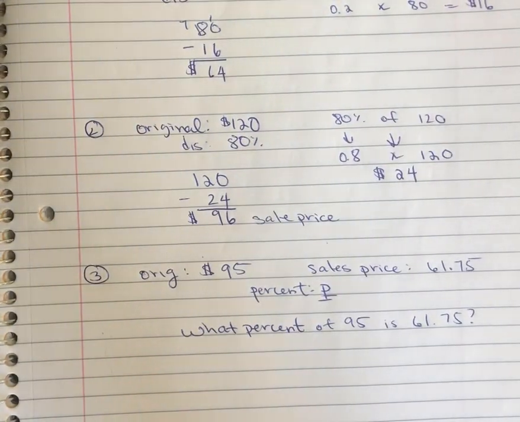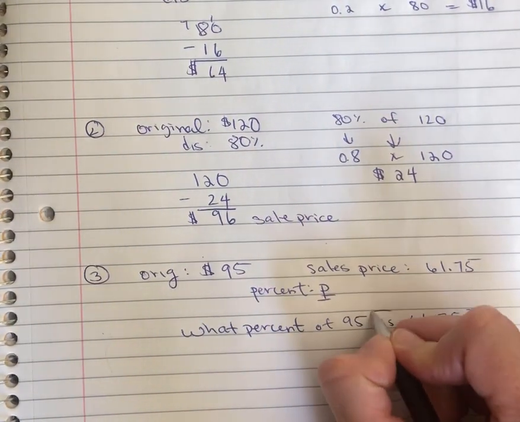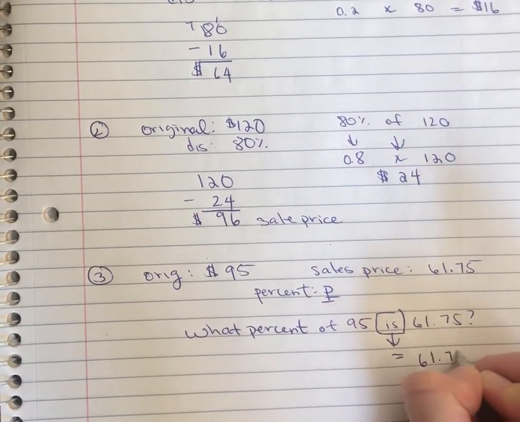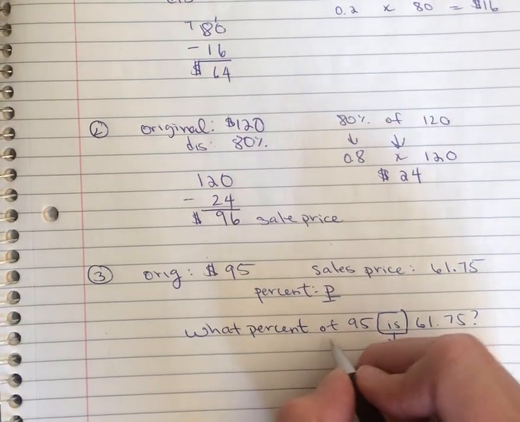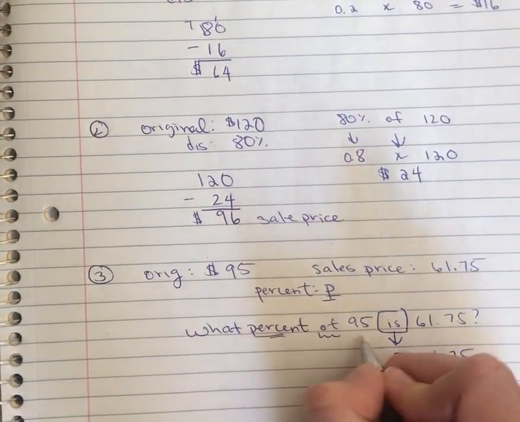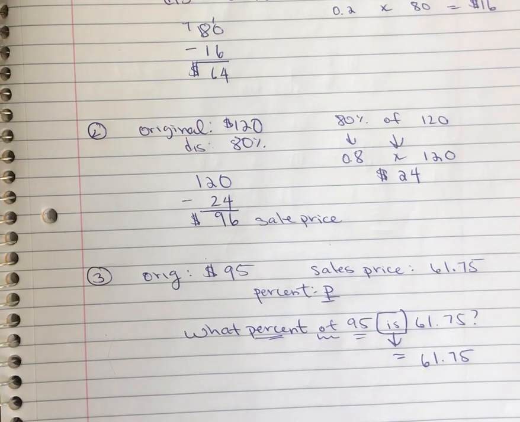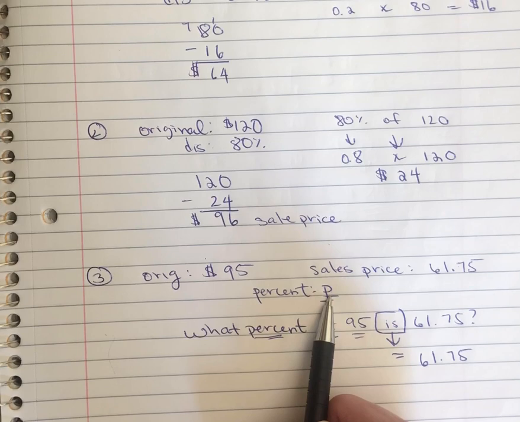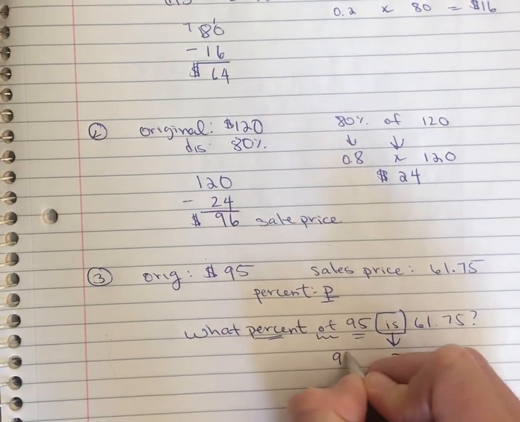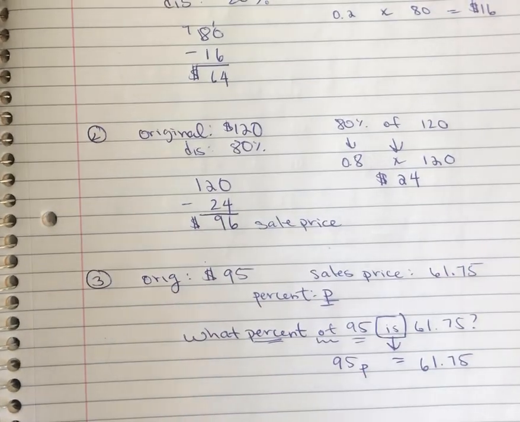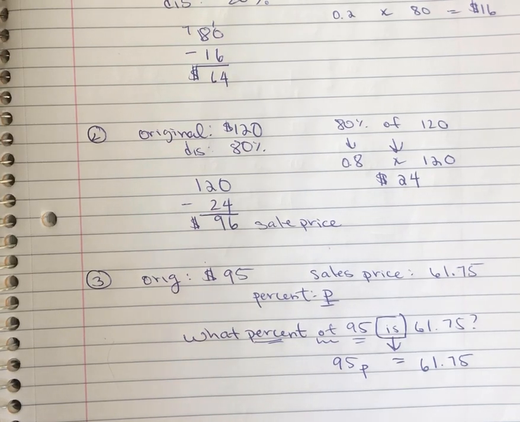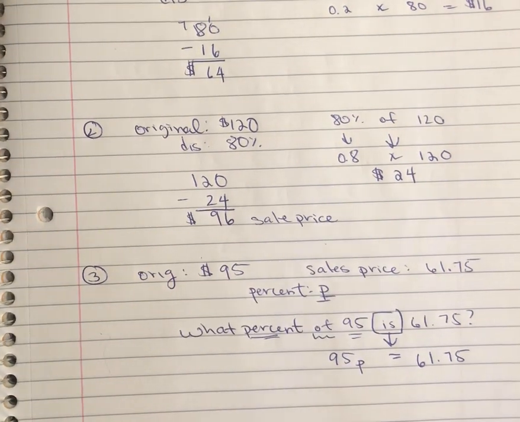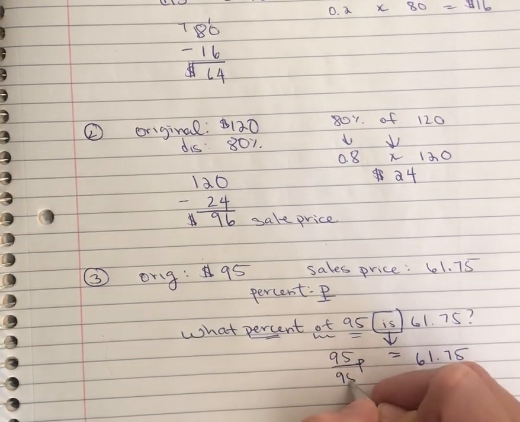Then we can translate our sentence. Okay, is, that's our equal sign. Drop down our $61.75. Here's the word of. That tells us these two items are multiplied. We don't know the percent, we represented it with a variable P. So 95P equals 61.75. So then we can solve our equation by dividing each side by 95.